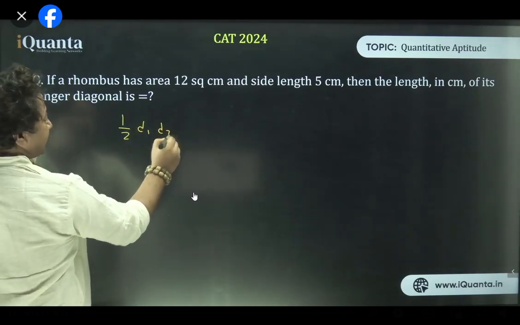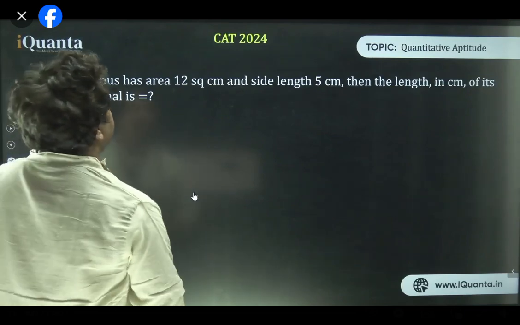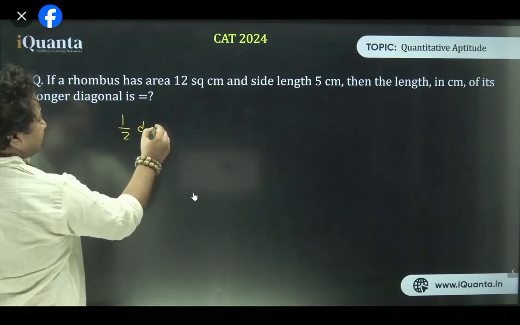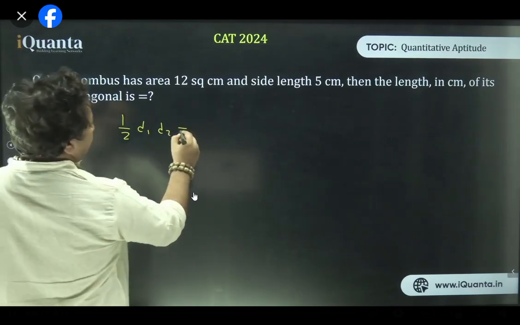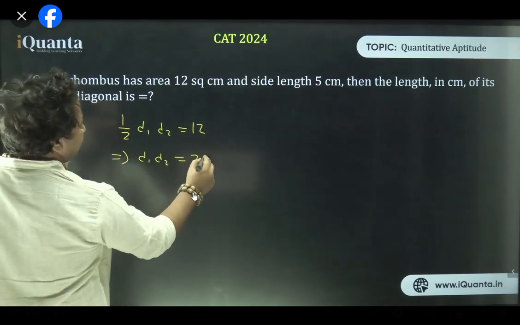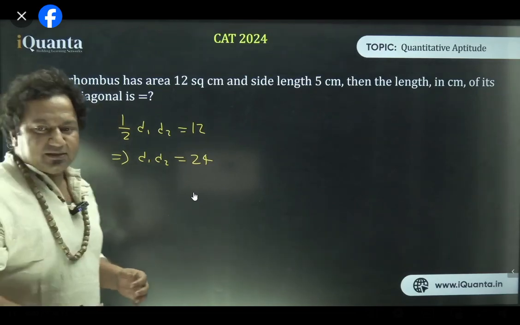Half times diagonal 1 multiplied by diagonal 2, so the area is 12 square centimeter. Half times diagonal 1 multiplied by diagonal 2 comes out to be 12. That means the value of d1 multiplied by d2 is 24. That's what we know. Side length is given as 5 centimeter.